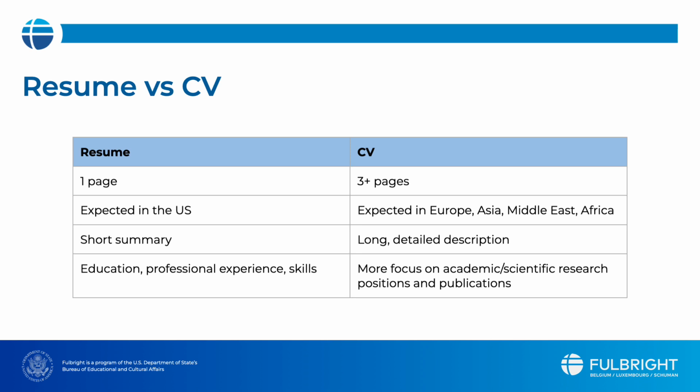CVs are most often used in parts of the world outside of the US, but are actually also used in the US when applying for an academic or research position, and they are typically longer than one page. Resumes are much more commonly used in the US for any type of job or position and are usually not longer than 1 or 2 pages. Most students applying for a Fulbright grant will prepare a resume, while postdoc researchers and professors will probably have a CV with a lot more academic achievements and publications, for example.